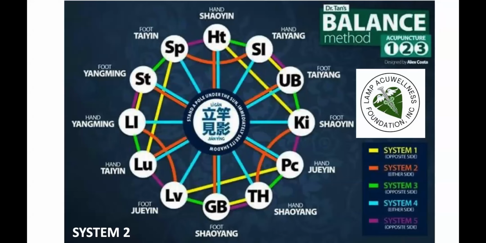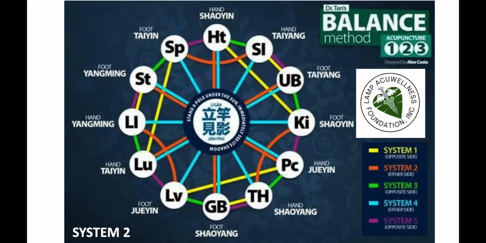Last night, we talked about system 1 of the balance method. System 1 involves the channels in each division. Example, Tai Yin has lung and spleen. The lung and the spleen will balance each other. Xiao Yin, the same manner.